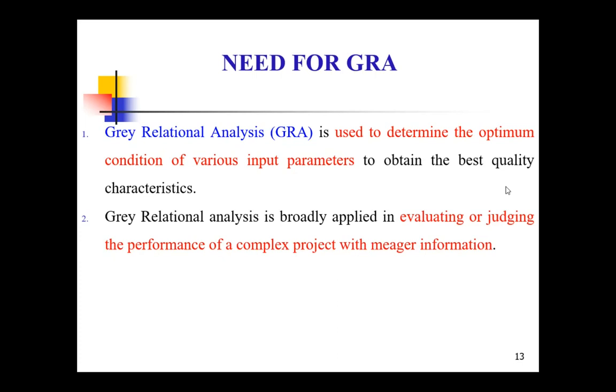So another important need of this gray relational analysis is that the performance of a complex process can be evaluated or judged based on data that has meager information. The meager information is a partial information or an incomplete information. The meager is the lower information. The data has a lower information. Even though it has the lower information, we are going to evaluate the performance of a complex process. That is, we are going to judge or make a decision.